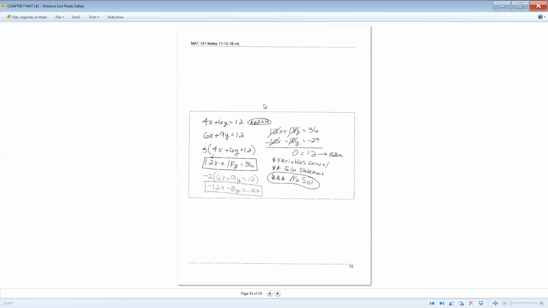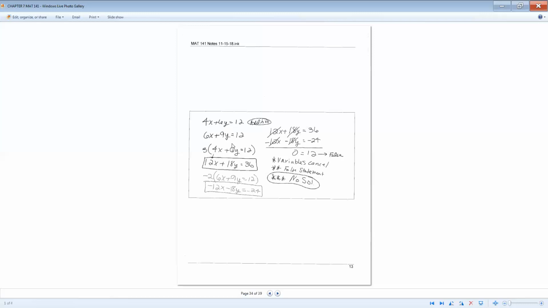So I need to figure out a number that I can turn them both into. The smallest number that both of them can go into evenly is 12. So I can turn the 4 and the 6 into 12s. And the same thing happens with the 6y and the 9y. I would have to turn those into 18. Those are the smallest numbers I could use.